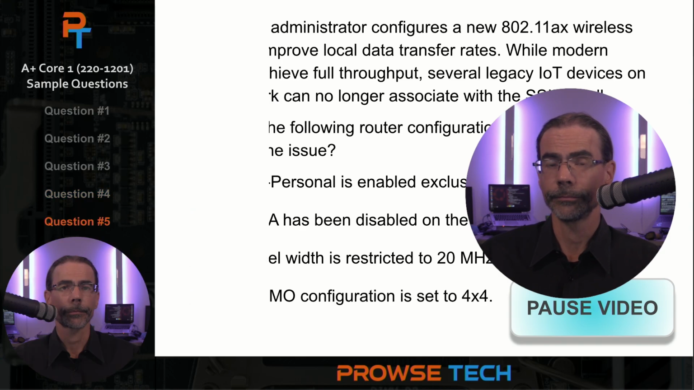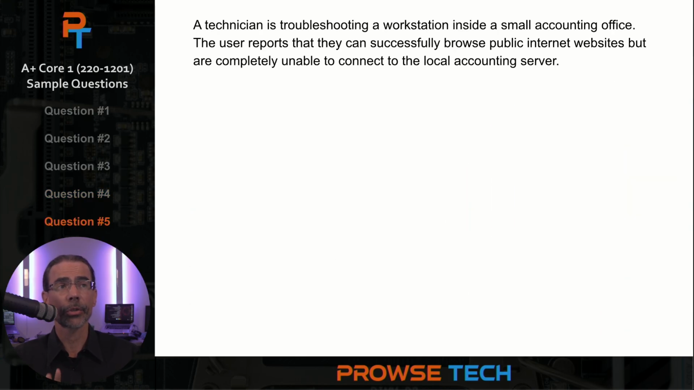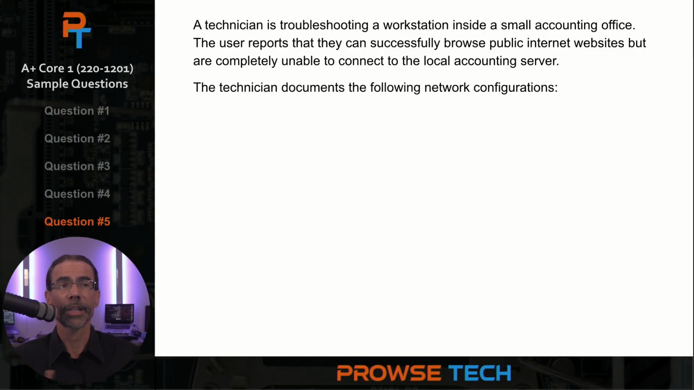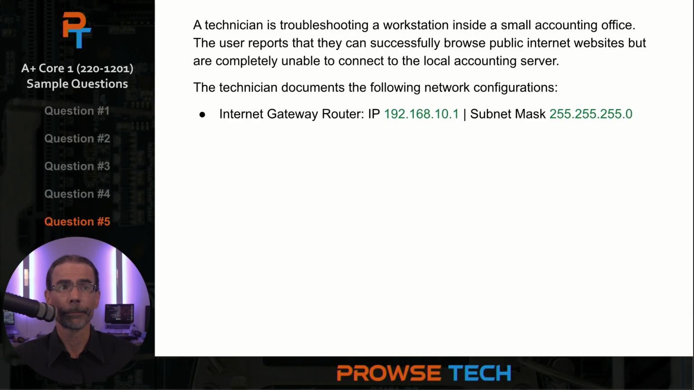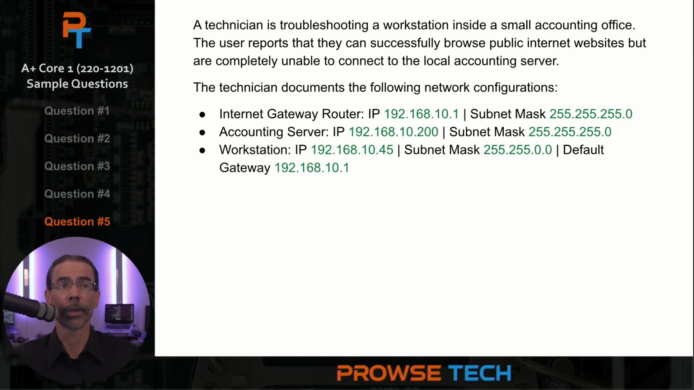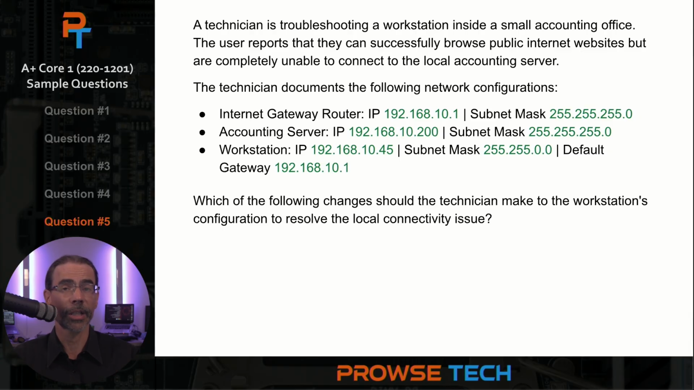So study. Last question. A technician is troubleshooting a workstation inside a small accounting office. The user reports that they can successfully browse public internet websites, but are completely unable to connect to the local accounting server. The technician documents the following network configurations. We have an internet gateway router, an accounting server, and a workstation. And feel free to pause the video and take a look at those configurations. Which of the following changes should the technician make to the workstation's configuration to resolve the local connectivity issue?